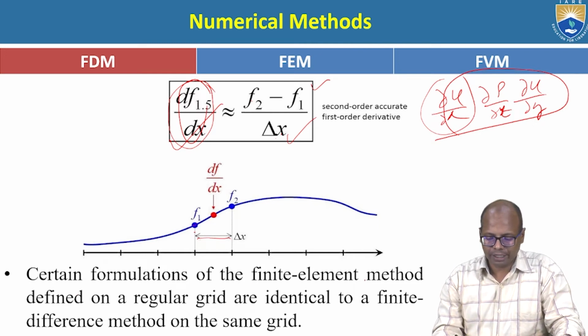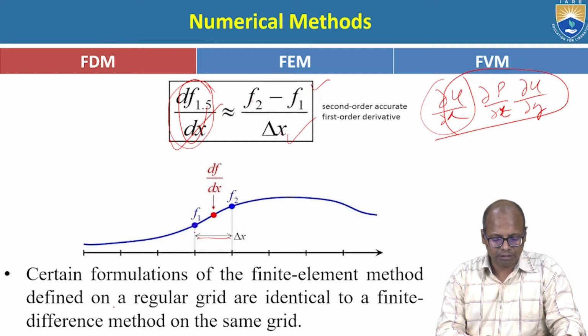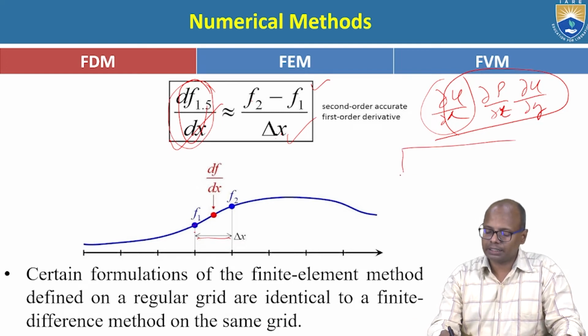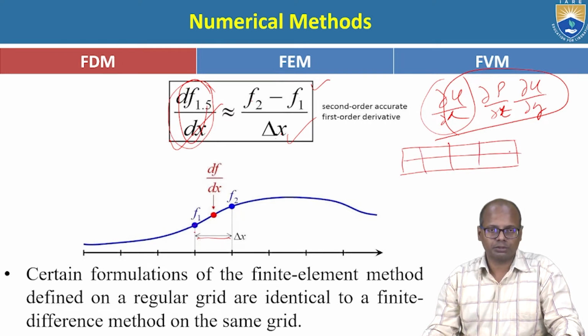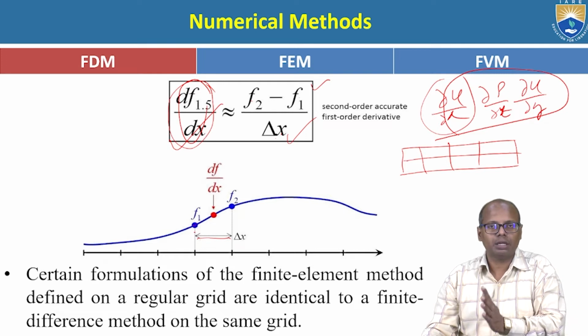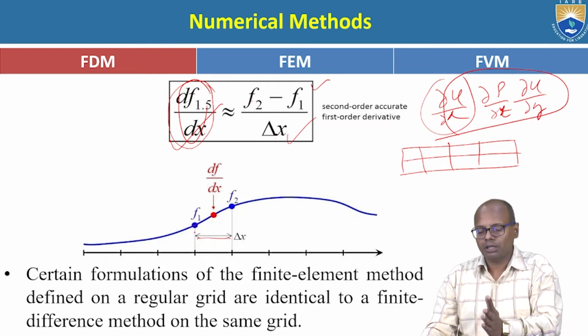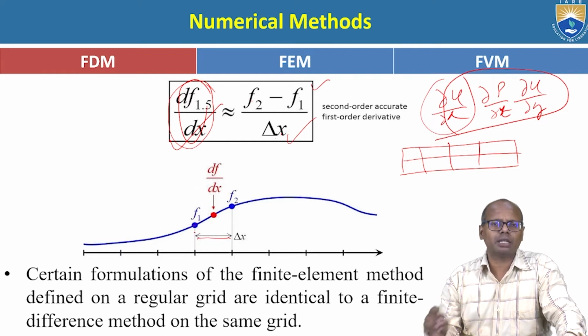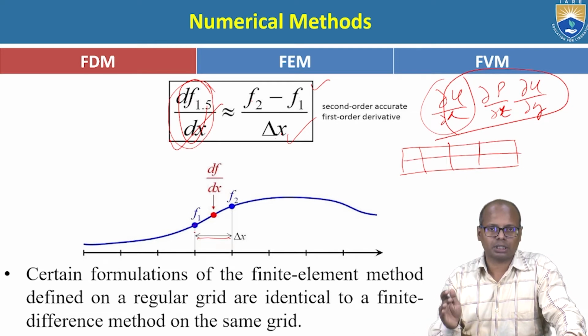Certain formulations of finite element methods defined on a regular grid are identical to the finite difference method on the same grid. So if you see regular grids, and if I apply the finite element method and the finite difference method, if the grid is uniform like this, I may get similar results. The application of FEM and FDM are identical, okay, only for this kind of uniform structured grids.